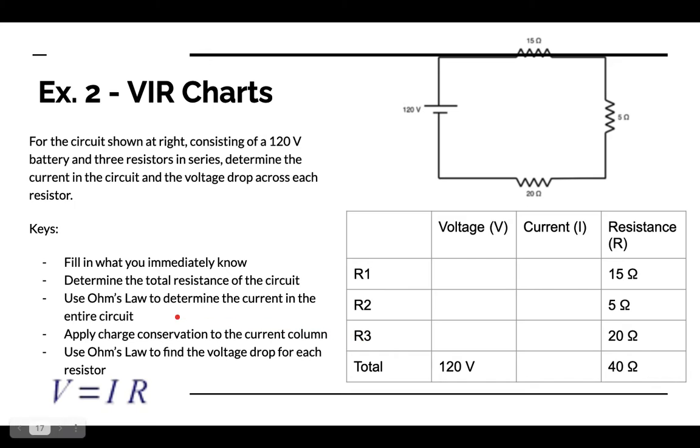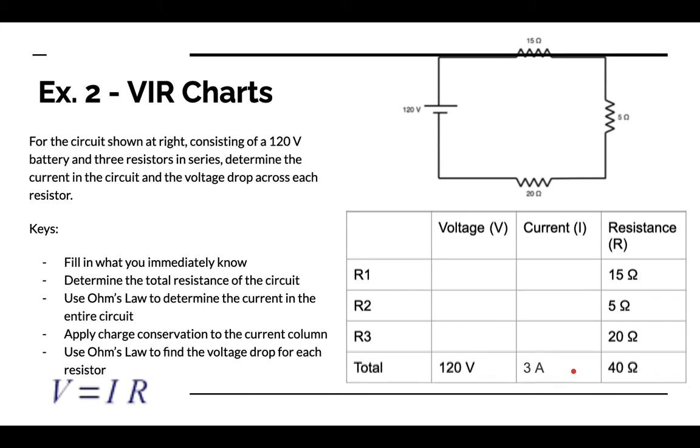All right, so next we can apply Ohm's law in this row right here to determine the current in our entire circuit. So we take 120 volts, our V, and we divide it by resistance R, 40 ohms, and that gives us that our overall current is going to be 3 amperes. Next, again, we can apply charge conservation. That dictates that the current throughout is going to be 3 amperes.